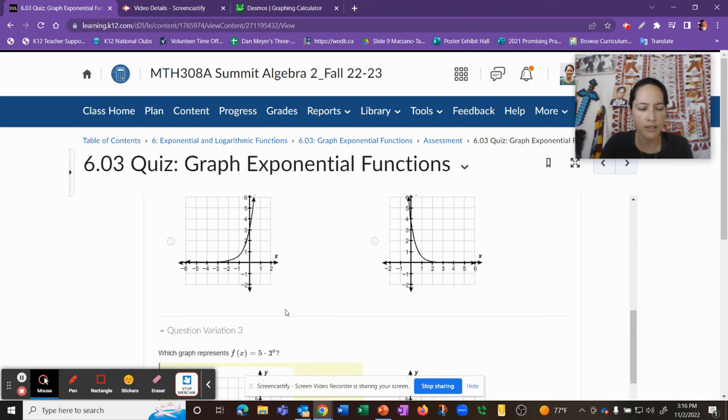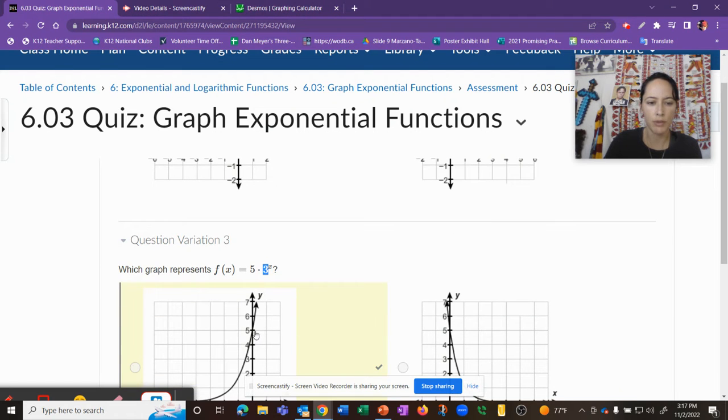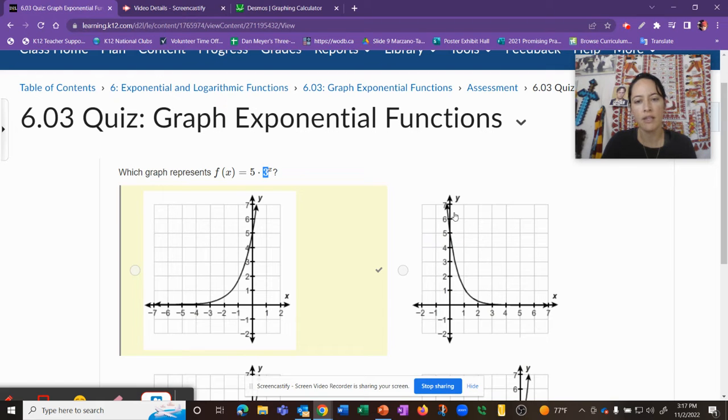Okay, so this one, let's zoom in. We're going to look for it to cross at 5, and it's greater than 1, so it's going to be a growth function intersecting the y-axis at 5. But again, you can graph it. Boop. Growth function. This is not it. It crosses at 5, but it's a decay function. So this value would have to be between 0 and 1.